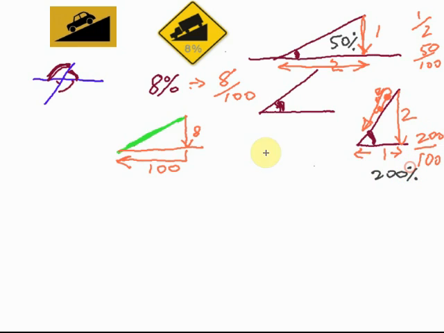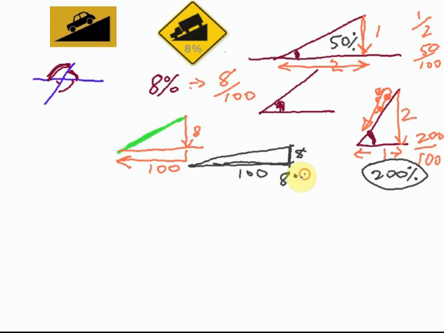Now, you're beginning to see, I take it, a pattern. The steeper the hill, the higher this percent. That's quite a steep hill, 50%. That's a really steep hill at 200%. And actually an 8% hill would be 8 down. Let's see if I can draw it more there. And it would kind of be more like that, wouldn't it? 8 down and 100 across. So that's an 8% hill.